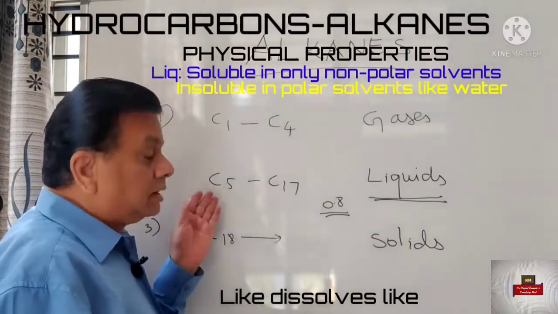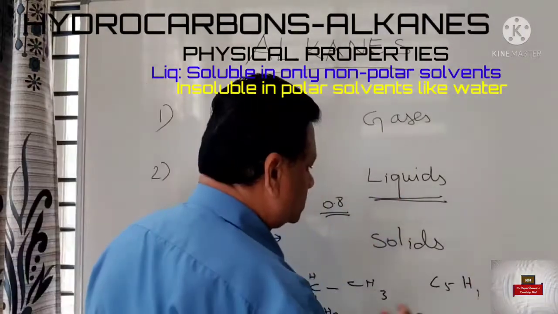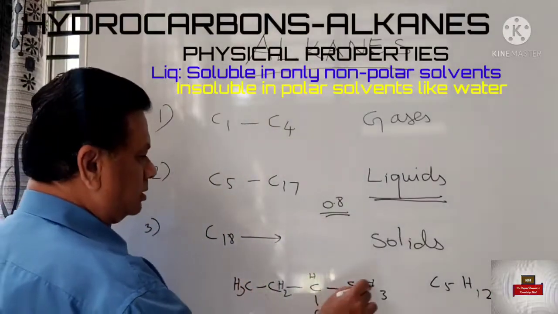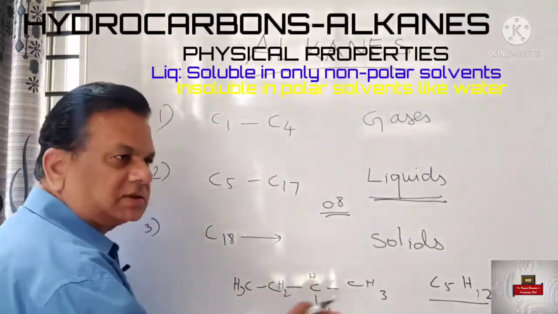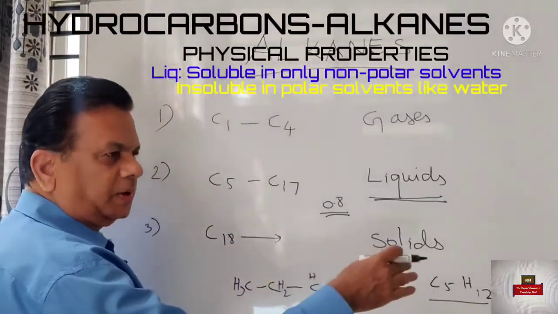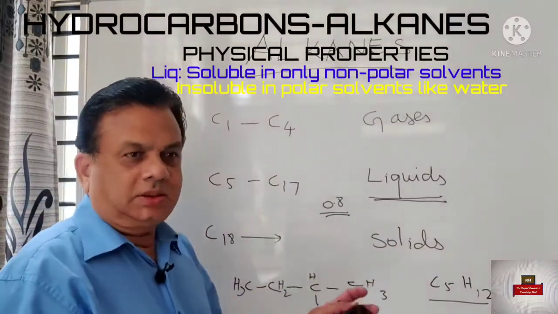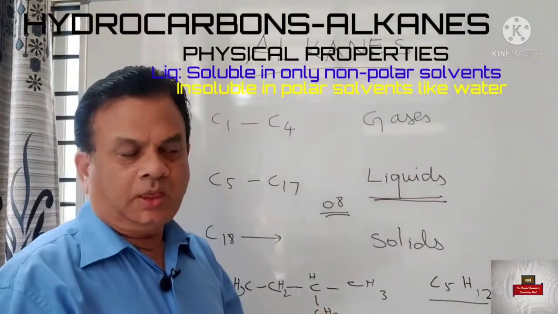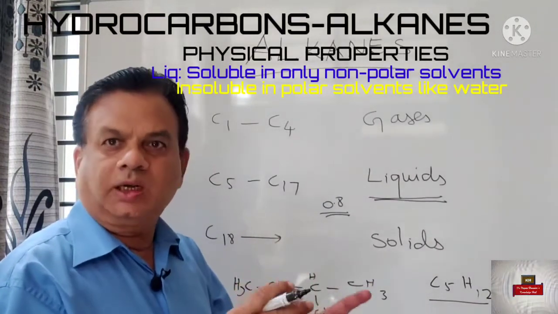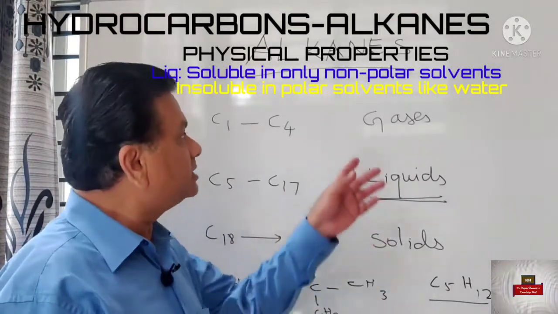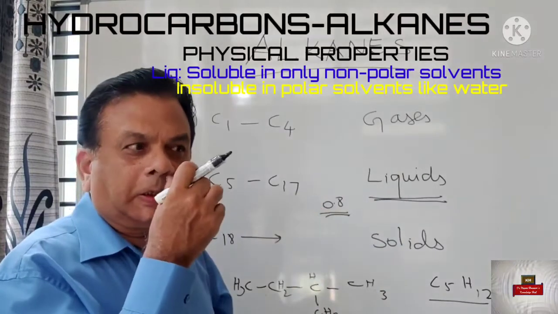And second thing, the straight chain compounds have higher boiling point than the branched chain. Suppose C5H12, this is pentane. If it is straight chain pentane, its boiling point is higher. If it is a branched one, it will be lower. That is because these branched chain compounds take the shape of a sphere. When they take the shape of a sphere, the surface area between two molecules gets reduced, so the van der Waals forces are reduced. As a result, like gases, they need less energy to boil.